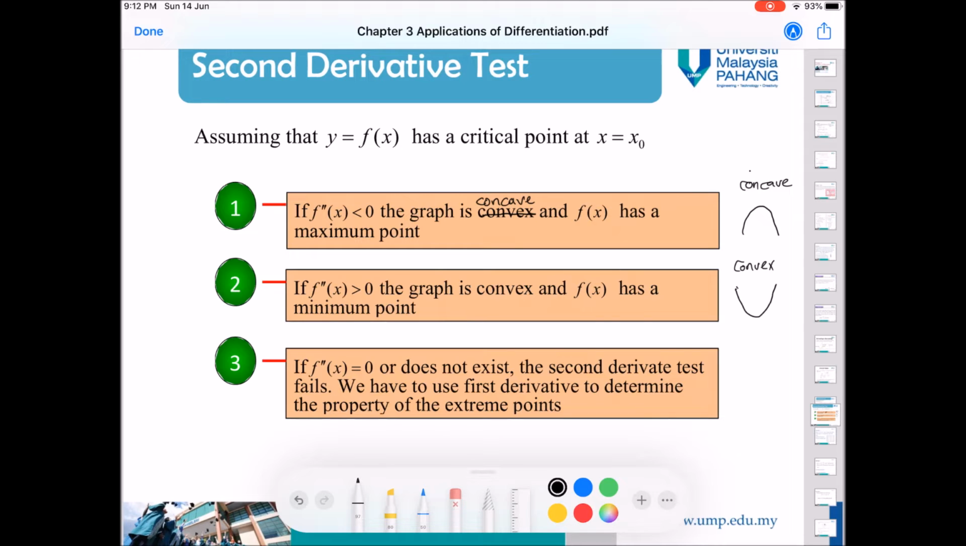Okay, and lastly, if your f double prime is equal to 0 or does not exist, then the second derivative test fails. So if you face this kind of condition, it means you have to use the first derivative to determine the property of the extreme points. It may be minimum, maximum, or neither.